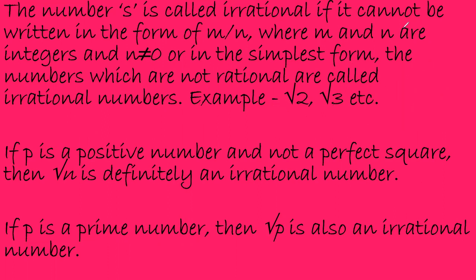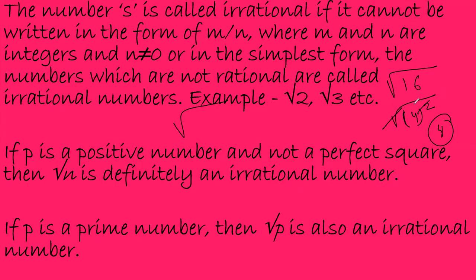Is that clear? And the second thing, if you have a perfect square, suppose under root 16, but 16 is the square of 4. So if I write 16 as 4 square, then this square will cancel the under root, and the answer is 4, which is a rational number. So if under the root you have a perfect square, that number is not an irrational number.